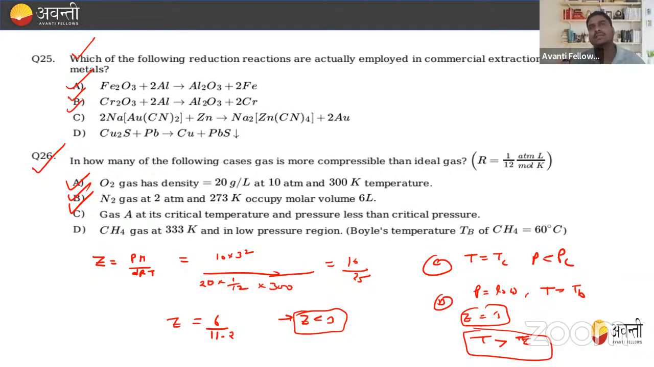So let's meet in the next class. We are going to start chemical kinetics and nuclear chemistry from the next class. We have already covered electrochemistry, mole concept and structure of atom. So from tomorrow, we are going to start chemical kinetics and nuclear chemistry. From the next class, we are going to solve questions related to this only.